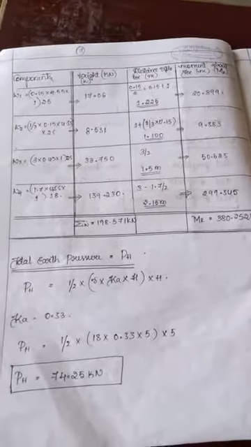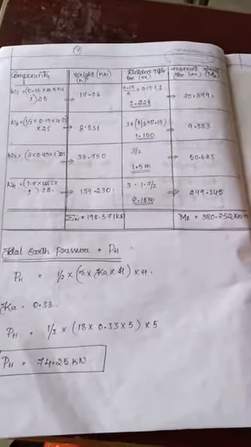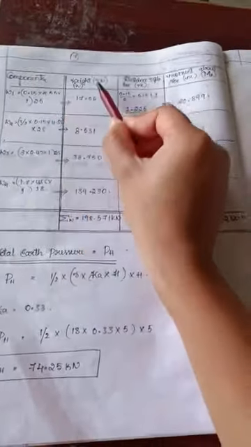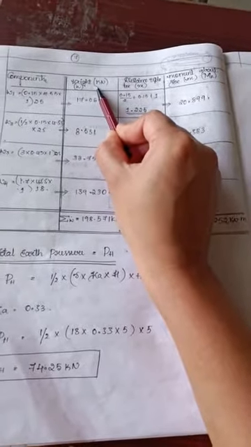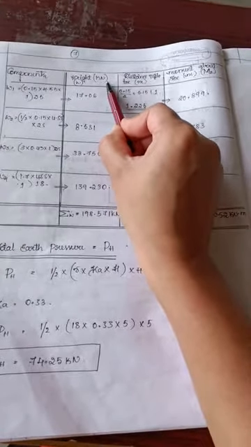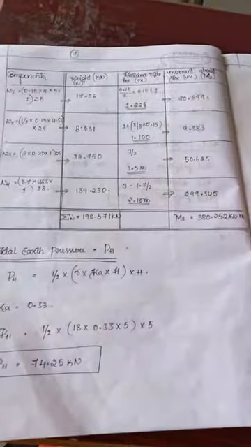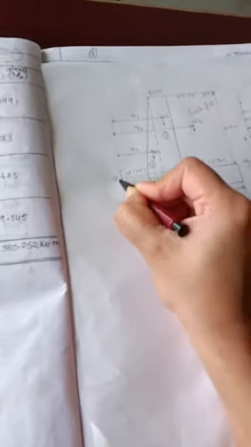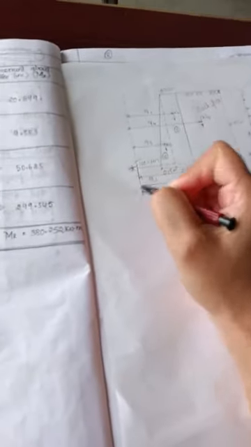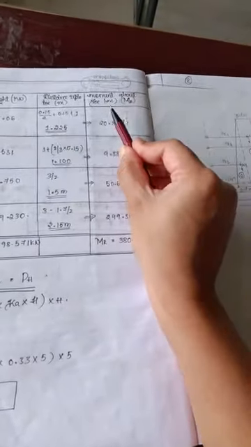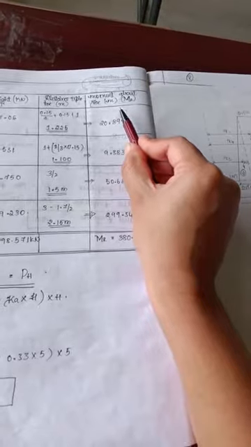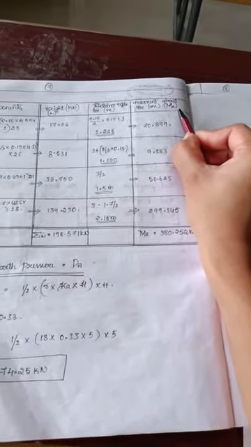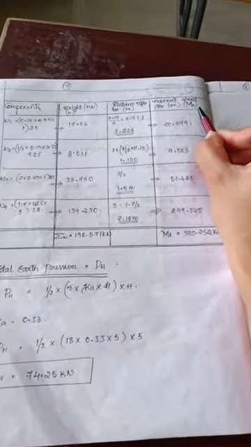For finding the moment of resistance, we make out this column. In this column, components. Then the next column, weight, we mention in terms of kilonewton. Distance up to toe, here we are going to consider the toe as the reference point. Then moment about toe in terms of meter. This Mr is nothing but moment of resistance.